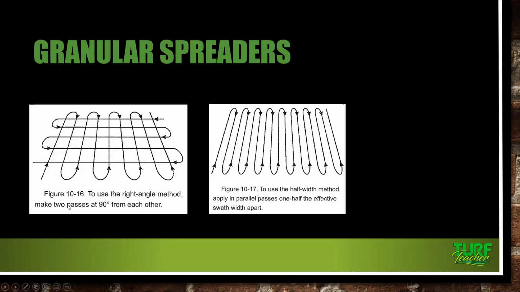And if we want to spread it and go over it twice, we can use the right angle method, making 2 passes at 90 degrees. So starting, coming here, and then going back this way. Not my favorite way to do it. I'd much rather do the half width method, doing parallel passes at 1/2 the effective swath width. So instead of 12 feet, I'm at 6 feet if I'm having to double it.